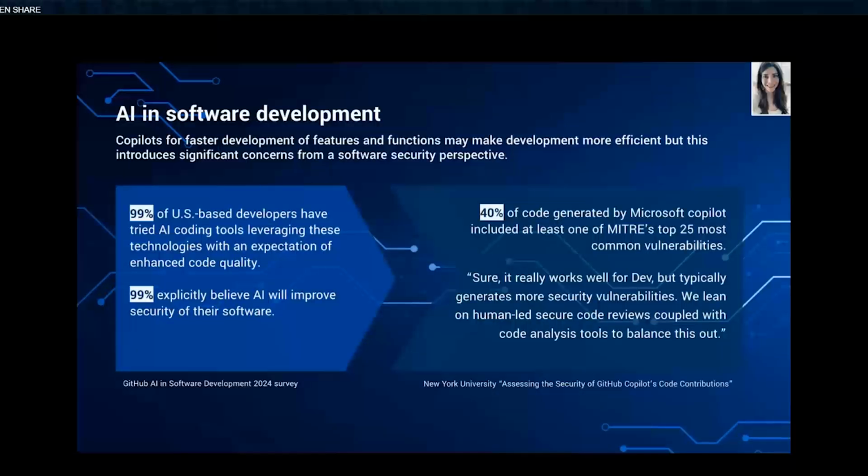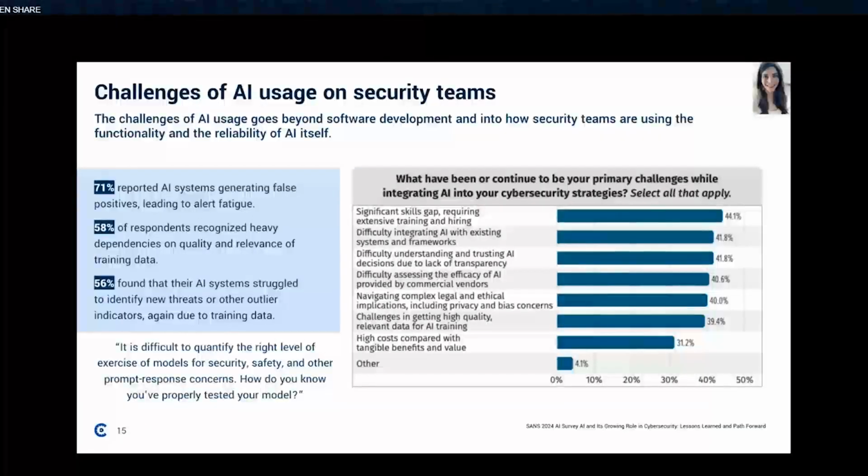As we get into some of the other challenges that security teams are seeing as they think about how do I ensure the security of AI, there are false positives, right? 71% reported AI systems are generating false positives. This is from the SANS survey, just to be clear. 58% of respondents are seeing dependencies on quality and relevance of training data. And so that goes back again, where is the data source that you're training on? If you have maybe your own repos that you could provide for training data for your development efforts, that would be good. But then you're not going to get as high quality of an AI producing that code for you. So there's definitely a give and take there.